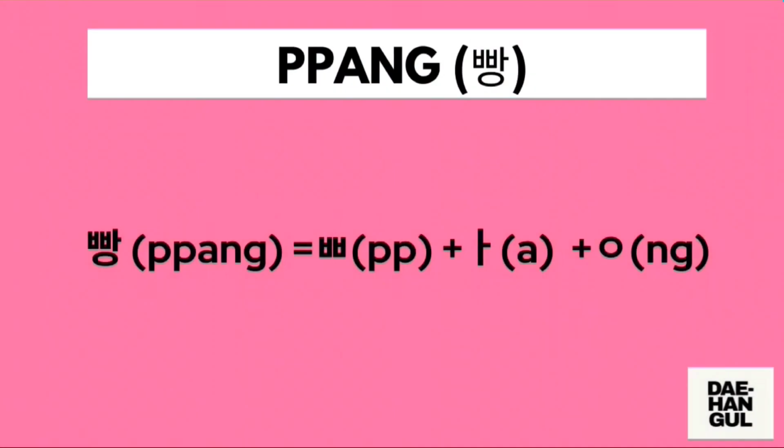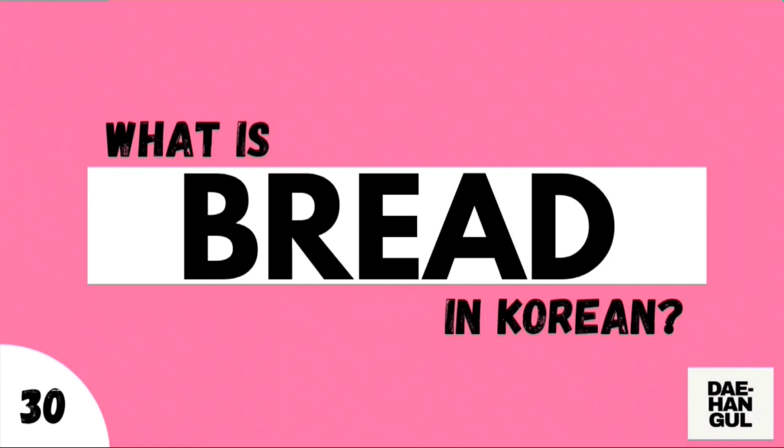How do we write ppang in Hangul? This is composed of just three characters. The first character is the double bieup character or the ssang bieup character. As you can see, it's the same character, which is just doubled. The second character is a, and the third character is the ieung character. So we just need to combine this into one syllable to form the Hangul of the word ppang. And with that, you already know what is bread in Korean.